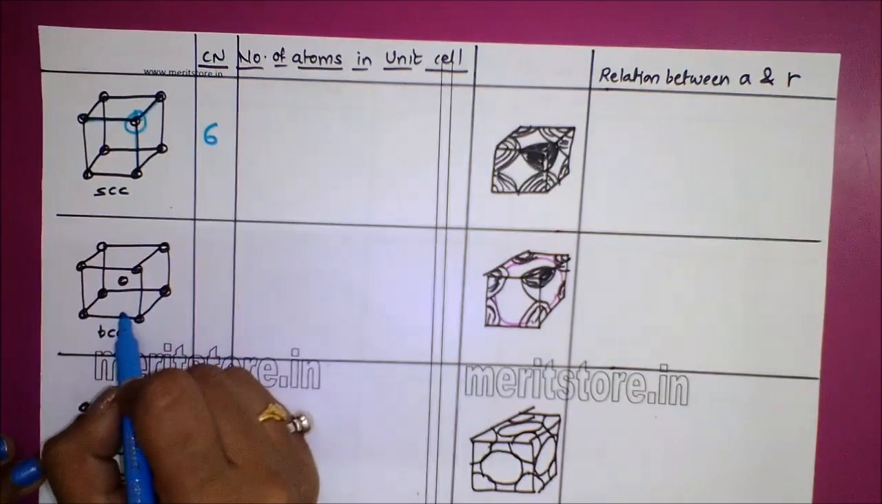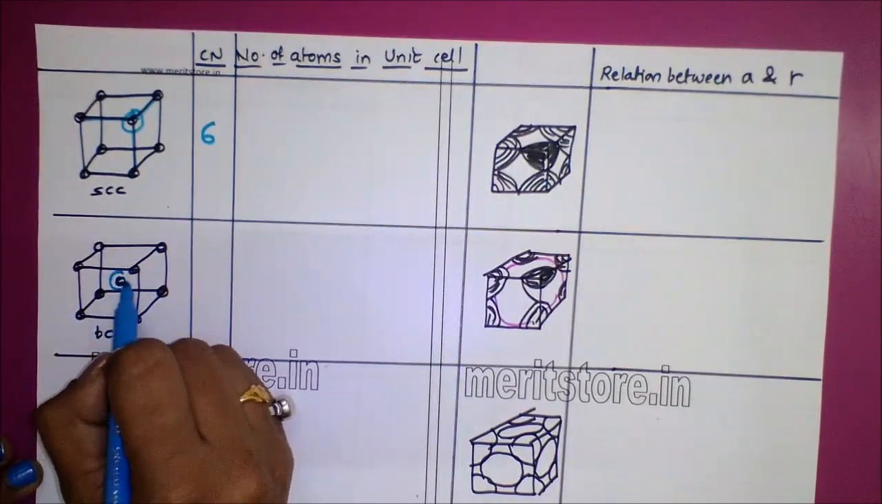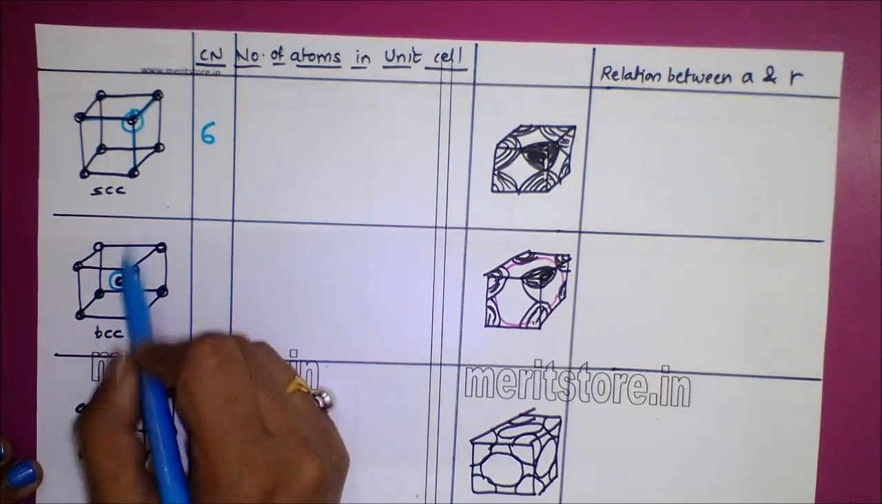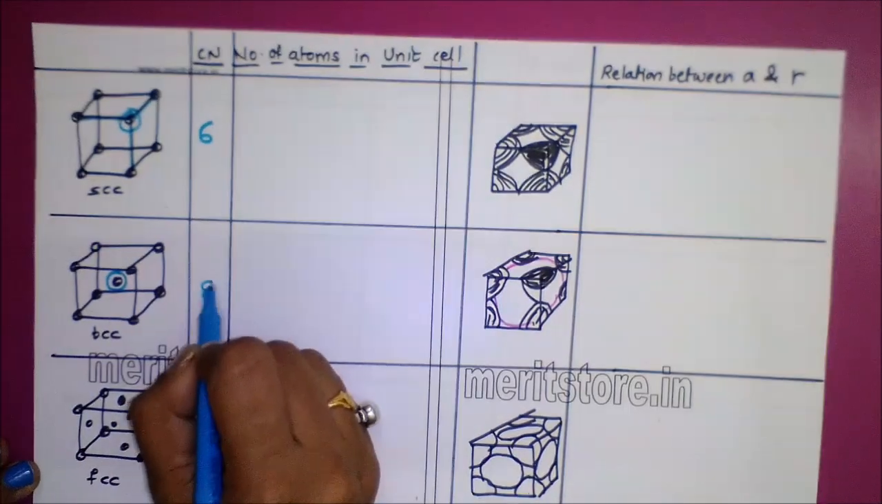In case of body center, just assume the atom which is present in the body center, which is surrounded by 8 atoms at the corners. So here the coordination number becomes 8.